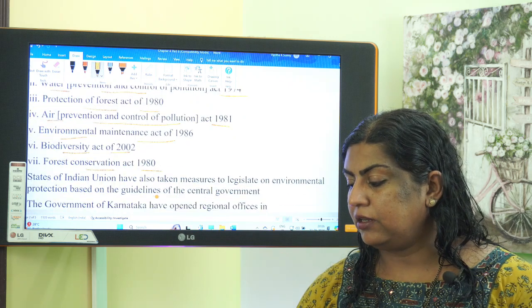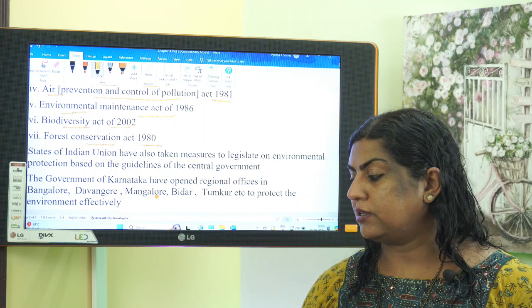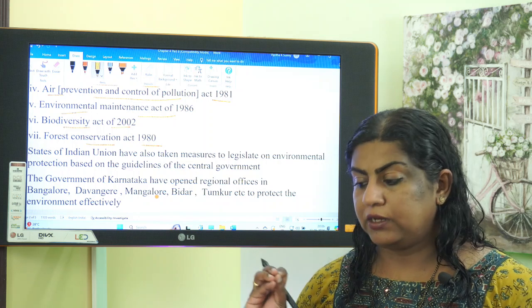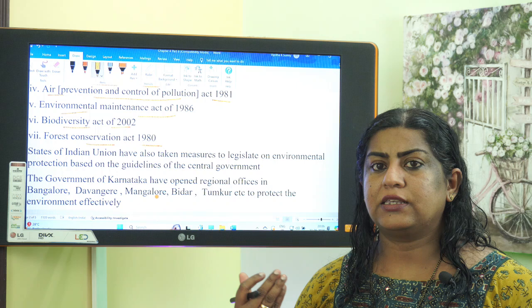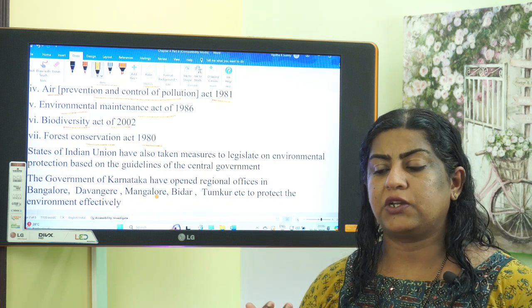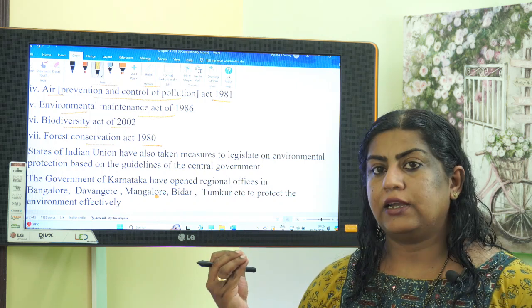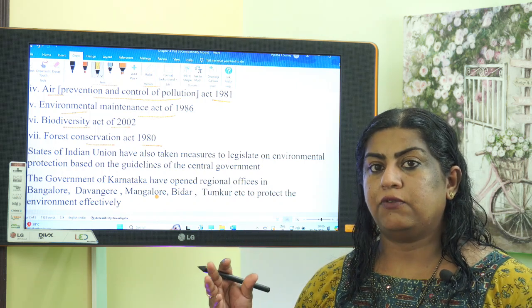The states of the Indian Union have also taken measures to legislate on environmental protection based on the guidelines of the central government. So every state of the Indian Union has also taken measures for different guidelines to protect the environment.